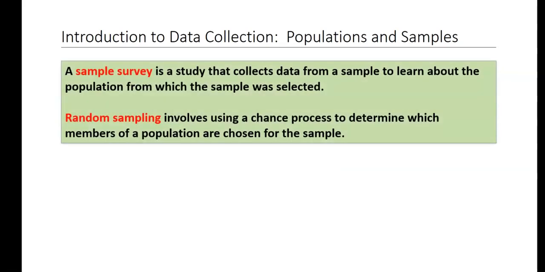A sample survey is a study that collects data from a sample to learn about the population from which the sample was selected. Random sampling involves using a chance process to determine which members of a population are chosen for the sample. We'll go into more detail on that later in the chapter, but right now we're just calling it random sampling.